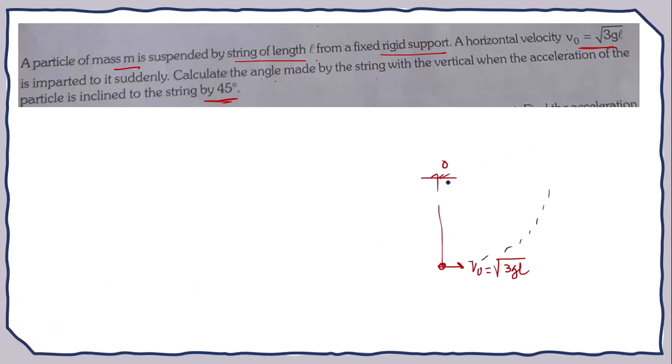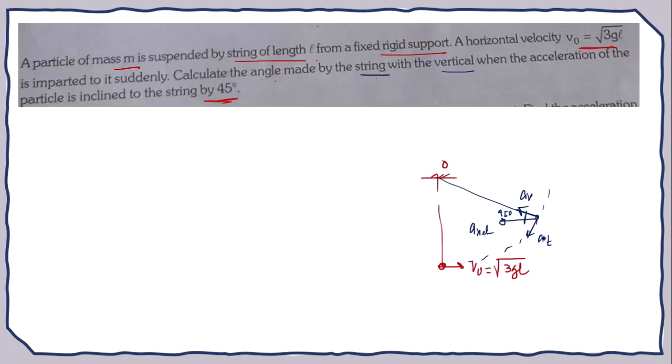Let us say at any instant, as the particle is moving upward, it is going to reduce its velocity. That means the tangential acceleration AT will be in this direction, and AR is always acting toward the center. The angle made by the string with the vertical, when the acceleration of the particle is inclined to the string, is 45 degrees. So at this position, let us say the net acceleration is acting in this direction, making an angle of 45 degrees with the string.